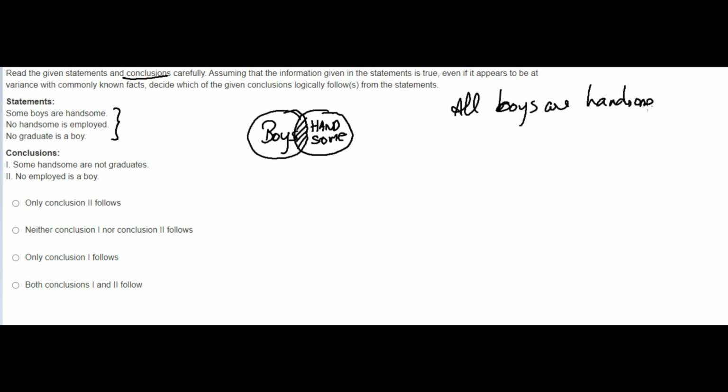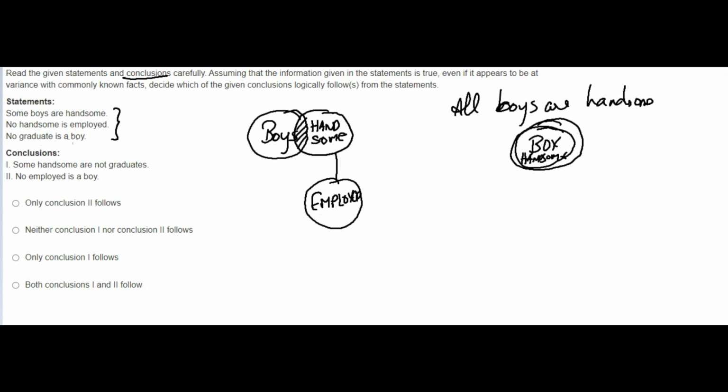In that case I can write a boy, and if I write over that, all boys handsome means I once again overlap and write handsome. But here they say some boys are handsome. Is it right? So I have just given it like that. And then they say no handsome is employed. So there is no relation between handsome and employed. So I can write employed here, because if some handsome were employed I would have overlapped a smaller area with the handsome and employed. But here I have overlapped a smaller area with boys and handsome because some boys are handsome. But the handsome boys are completely unemployed. They are not employed. That's what they say.